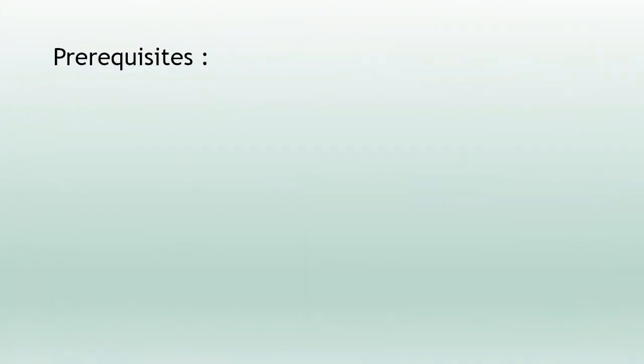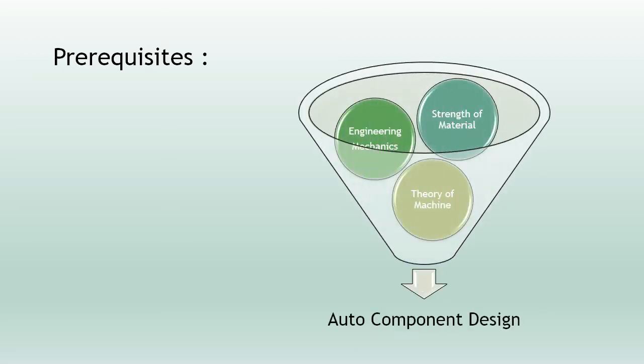First things first, prerequisites. Prerequisites are nothing but the foundation of basic knowledge we require for better understanding of this subject. Basically, we require fundamental knowledge of a total of 3 subjects, which is essential, and they are engineering mechanics, strength of material and theory of machine. We already studied these subjects in the first and second years.